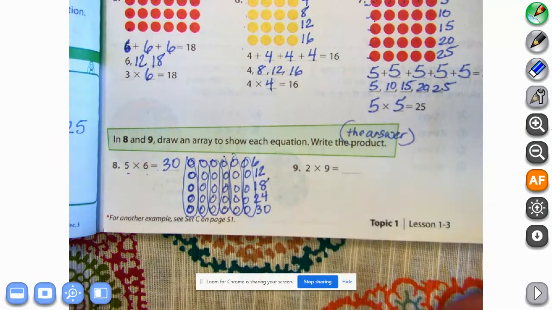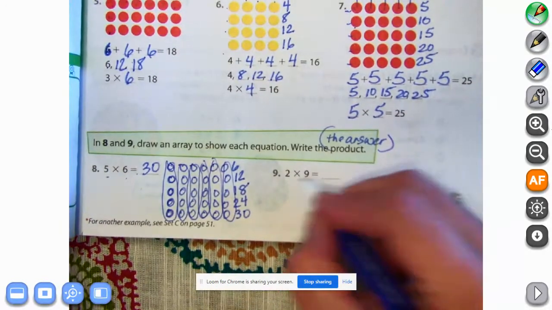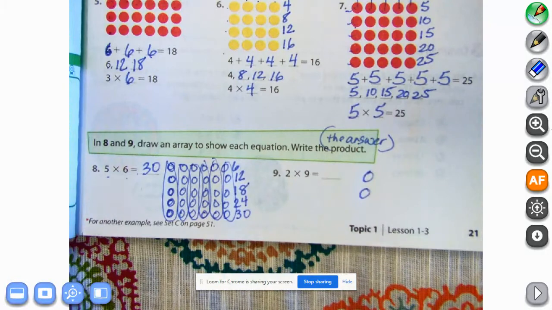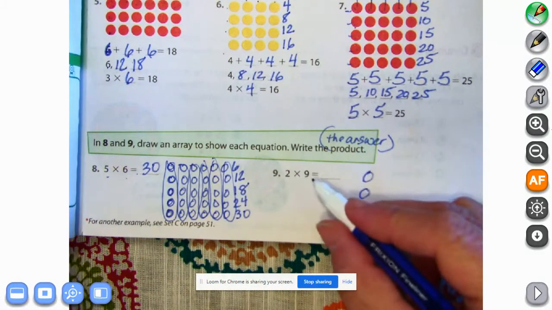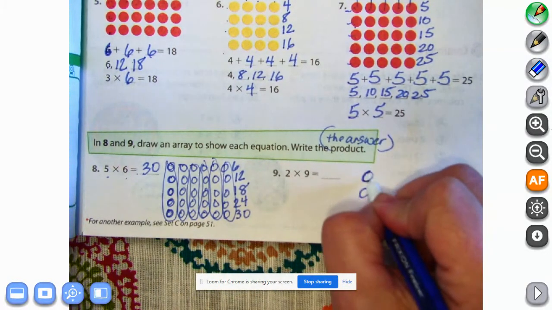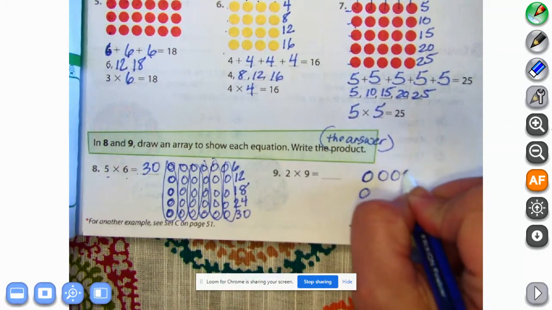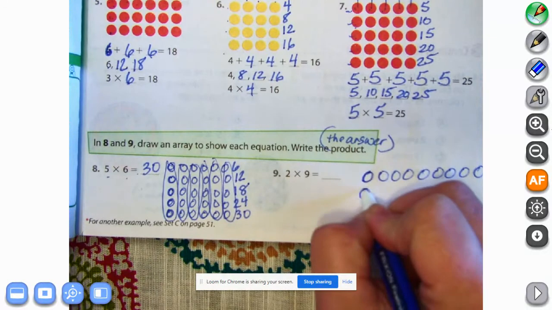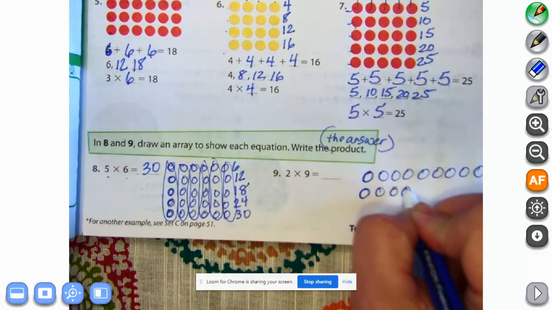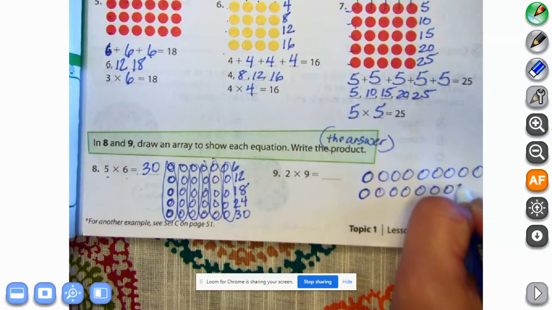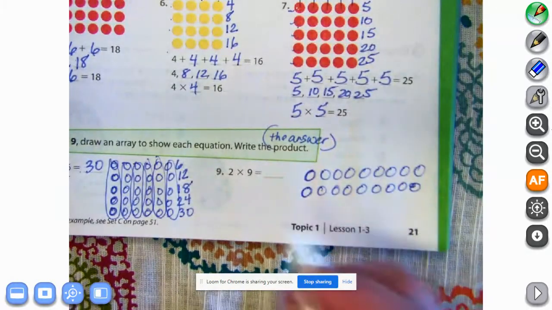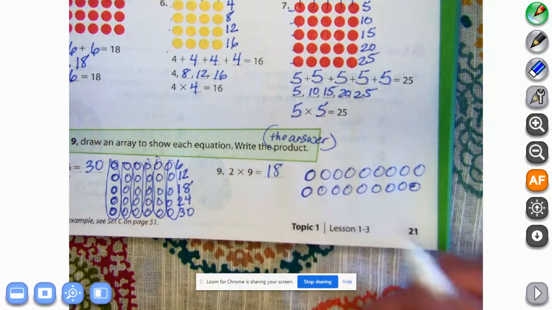The next one, we have 2 rows. So there's row 1 and there's row 2. It says there are 9 in each row. So I have 1, 2, 3, 4, 5, 6, 7, 8, 9. 1, 2, 3, 4, 5, 6, 7, 8, 9. Same as 9 plus 9, and that equals 18.